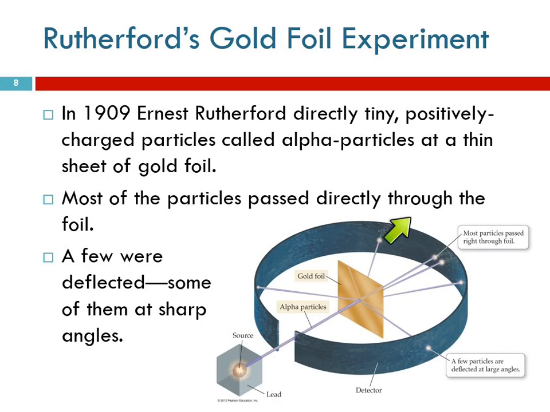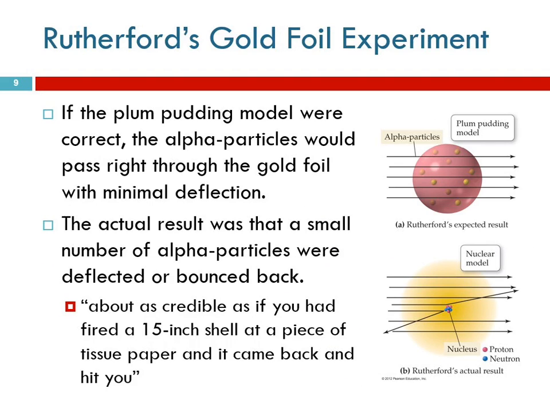And then he had this screen around here that would detect the particles so you could see what happened to them. And what they found was that most of the particles went straight through the foil. Some were deflected a little bit, and some were deflected at sharp angles. So what does this mean? Well, if the plum pudding model were correct, what they expected was that these alpha particles would blast straight through. They're not going to hit the blueberries, they're just going to go straight through the cake. And most of them did.